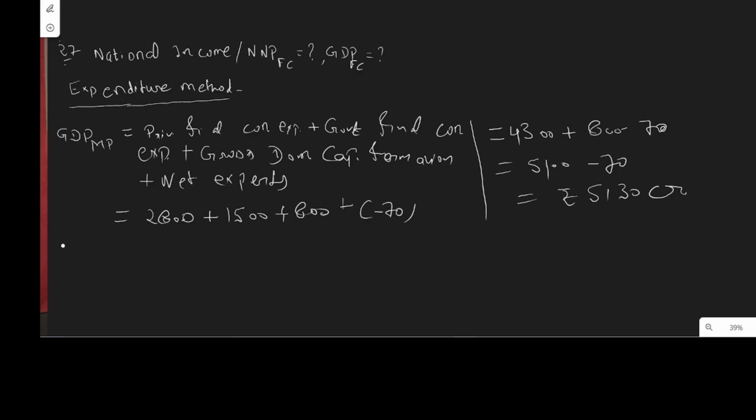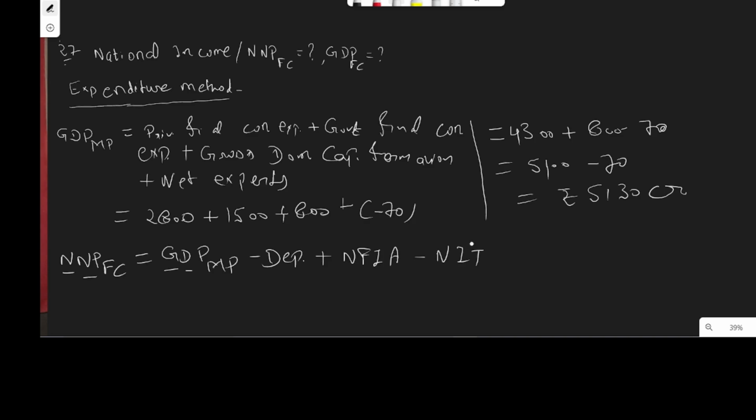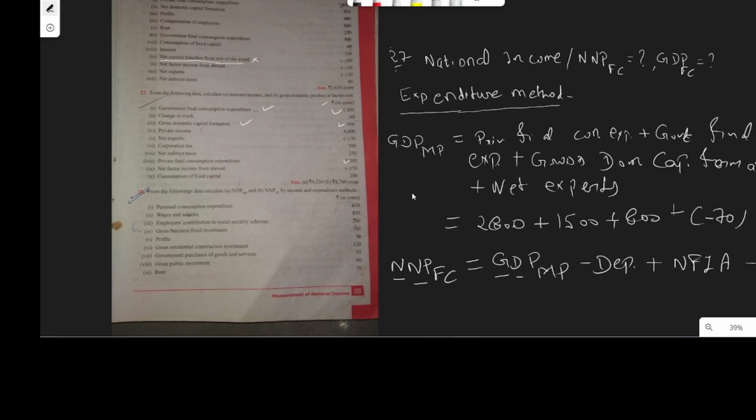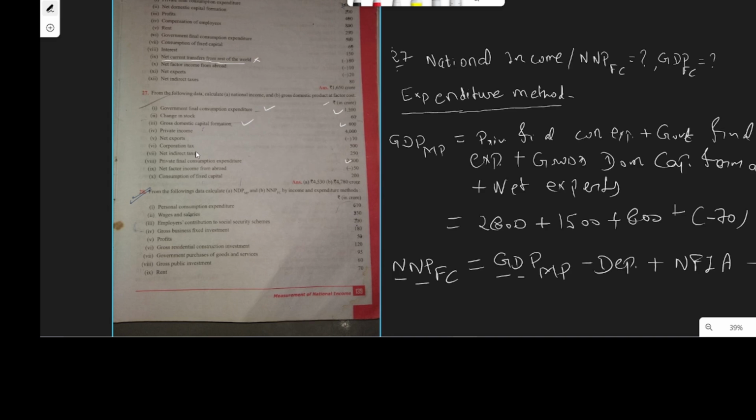Now we need NNP FC. What we already have? We have GDP MP. So we have to convert gross to net, minus depreciation. Domestic to national, plus net factor income from abroad. Market to factor, minus net indirect taxes, or we can separately write indirect taxes and subsidies. It depends how the things are given in the question. Are we given net indirect taxes? Yes, we are given net indirect taxes.